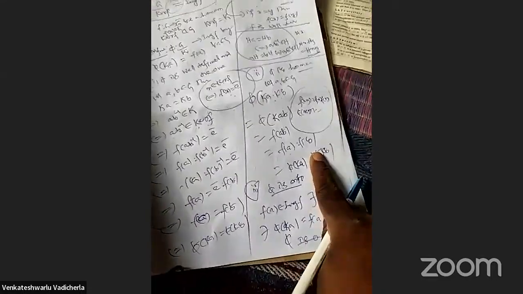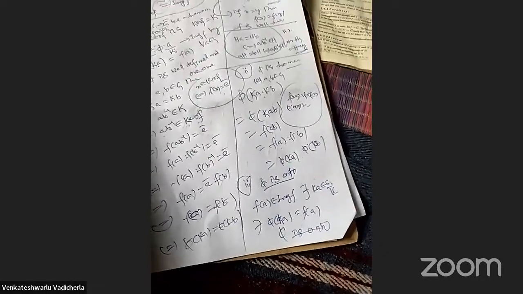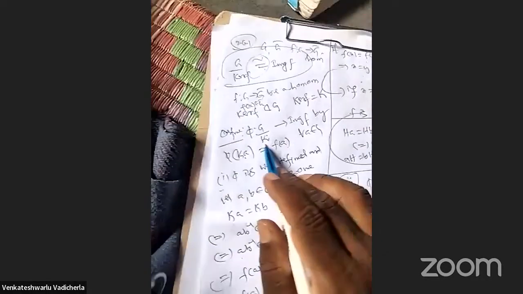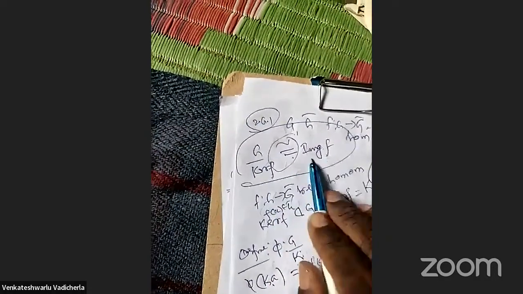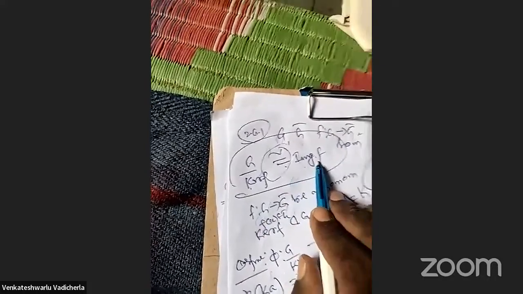Pi is a homomorphism, pi is 1-1, and pi is onto. Therefore pi is a mapping that is an isomorphism from g by k to the image. Symbolically, g by kernel f is isomorphic to the image of f. This is a 100% important question.